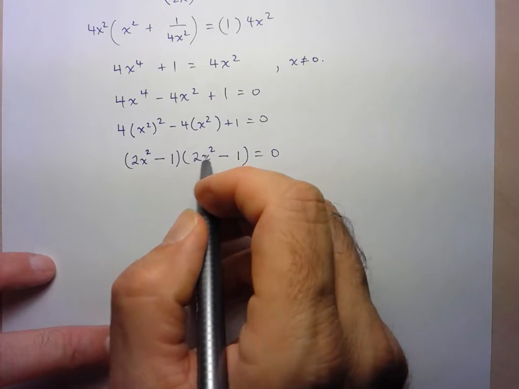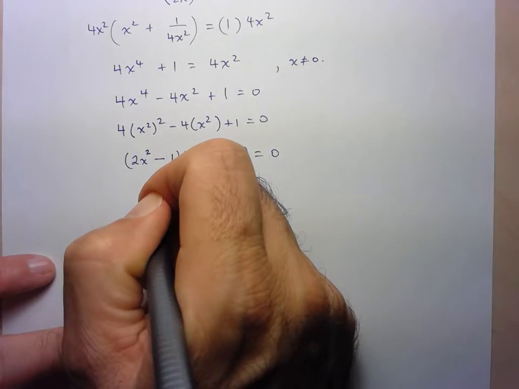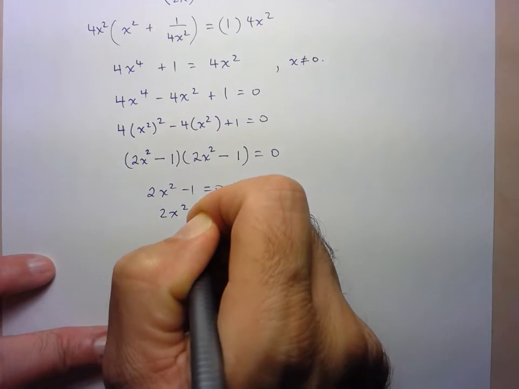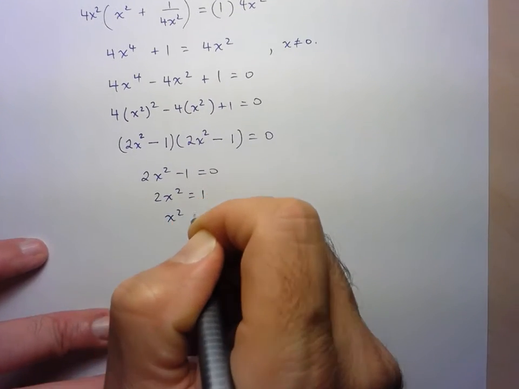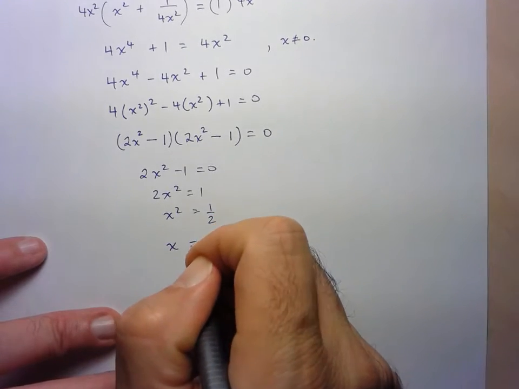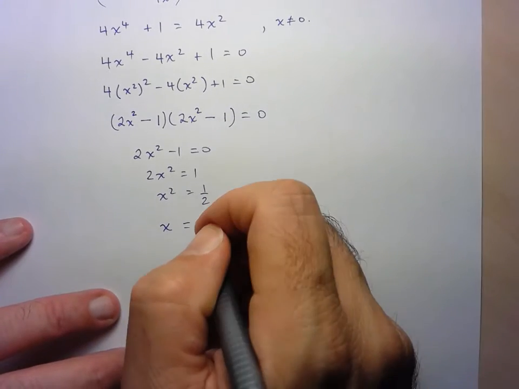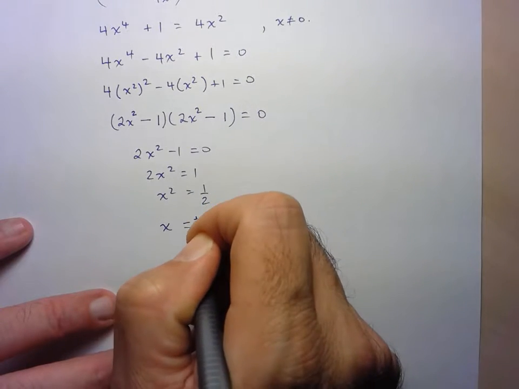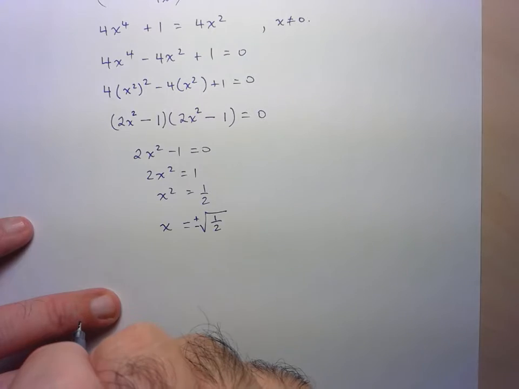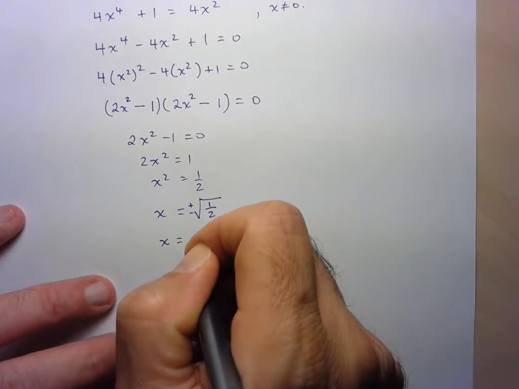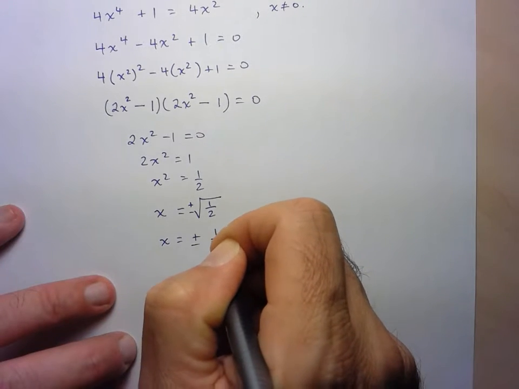So since they're both the same, I just have to solve this once. 2x squared minus 1 equals 0. So 2x squared equals 1, x squared equals 1/2. And again, please remember when I'm taking the square root of both sides that I have to consider both the positive and negative square root. Okay, so I'm just going to clean this up a little bit. I'm going to write it as plus or minus 1 over root 2.